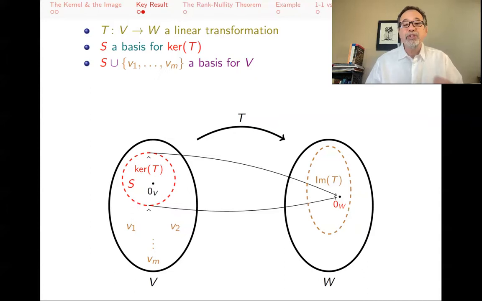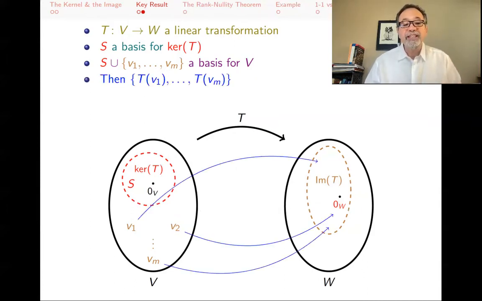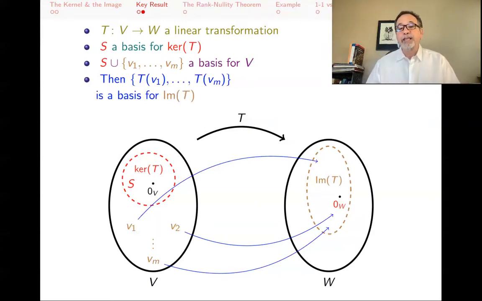Then what you do is you forget about S, because that goes to 0, you send these other elements over and find their image. And those guys, the image of them over in W, those guys form a basis for the image of T. That's our main result. I'm going to give you the proof, but I'm going to postpone that till the end of this lecture, just so that you will see some examples and some of the main consequences.